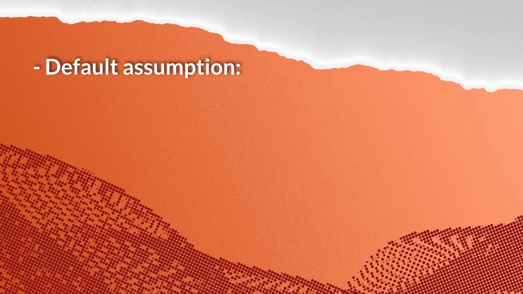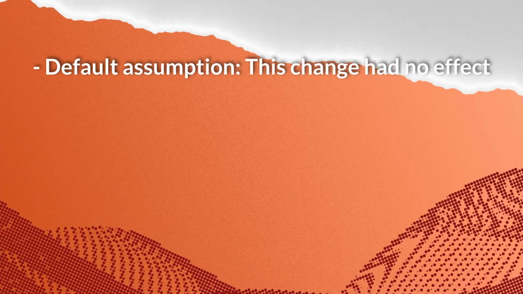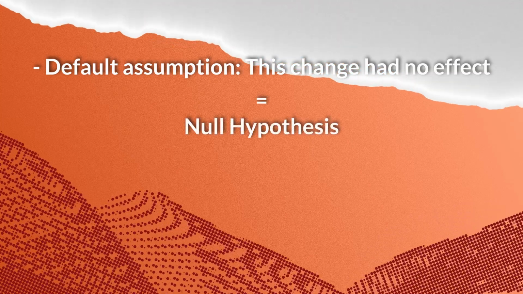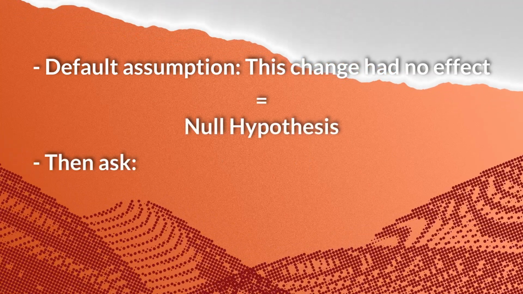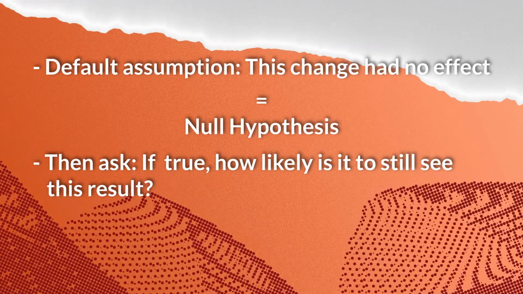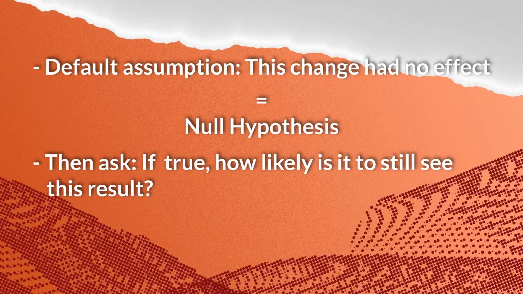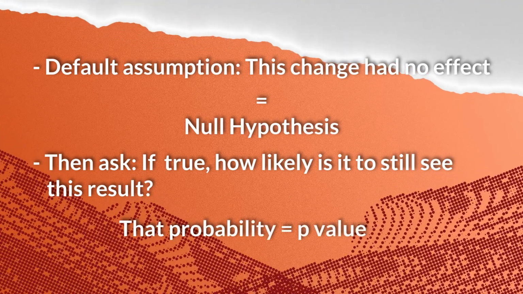The basics of hypothesis testing are as follows. Hypothesis testing starts with a default assumption: this change had no effect, and that's your null hypothesis. And then you ask one question: if there was truly no effect, how likely is it that I would still see these results? And that probability is your p-value.